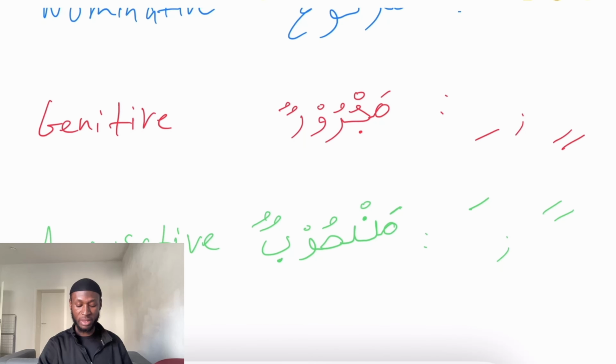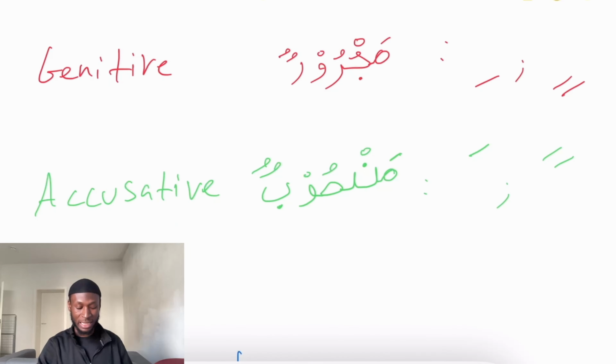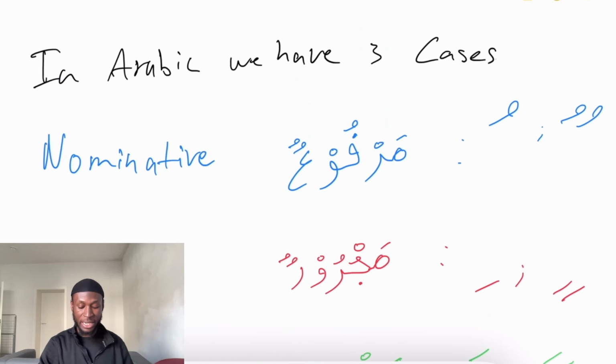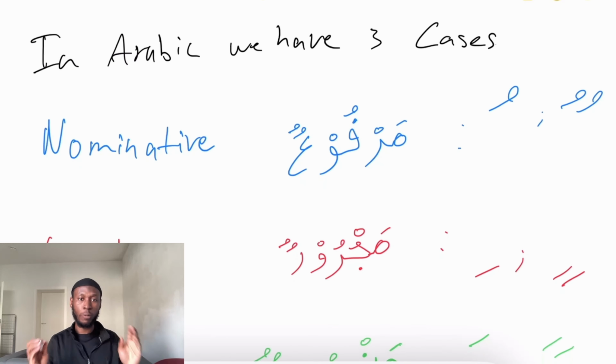And then we have the accusative case. The last case is the accusative case. It's called mansub. For the mansub, you find that the last letter of the noun will have a fatha. Like we said, the normal disposition of a noun is marfu.